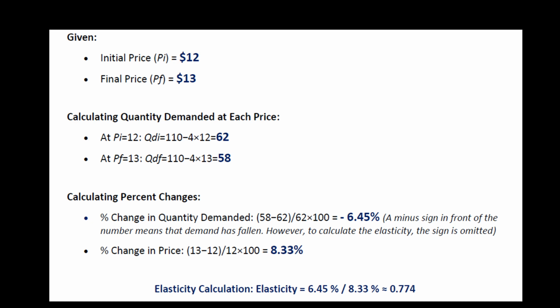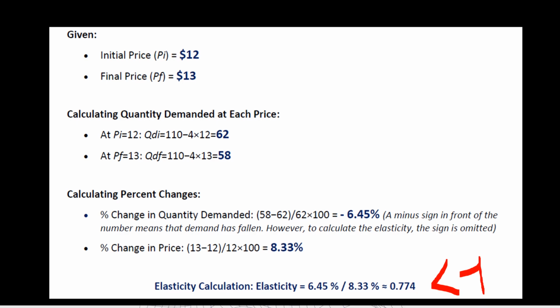And then we calculate the elasticity using this formula: 6.45 divided by 8.33. So the change in quantity demanded divided by the change in the price, and as a result we have this number, 0.774. In other words, it's less than 1, which means that this product is inelastic from the perspective of demand.